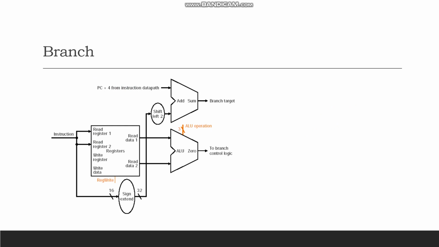If the branch is taken, there are two operations, compare and add. Also modify the instruction fetch data path to allow the PC to be updated with the new value. Jump requires a different address calculation: replace the lower 28 bits of the PC with the 26 bits from the instruction, shifted left 2 bits, to be added later.